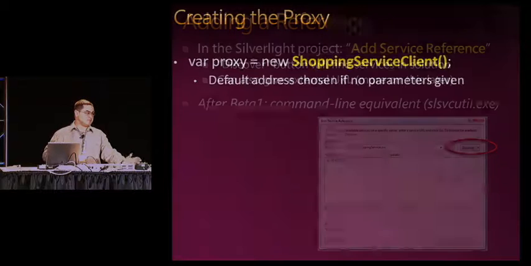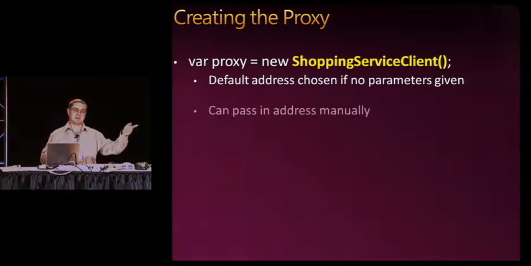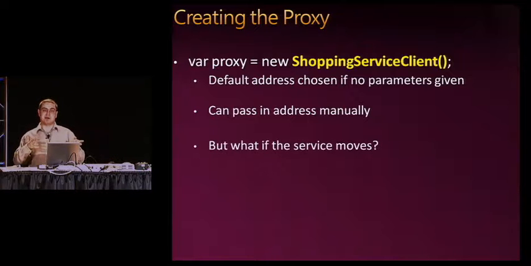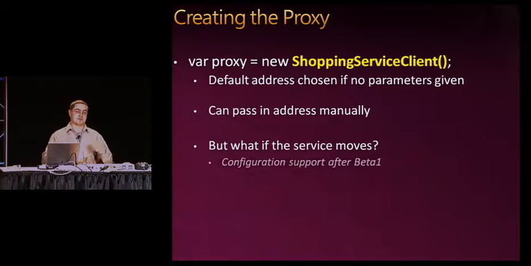Once you've added the reference, you create the proxy. The simplest way to create a proxy will basically choose the default address for you. This is the address that was there in the metadata. You can actually use a different constructor overload and pass in your own address to connect to the service in a different place. Because the central question is what happens if the service moves after you've already created your application. To really solve it, we're only solving it after the beta, and we're adding configuration support.